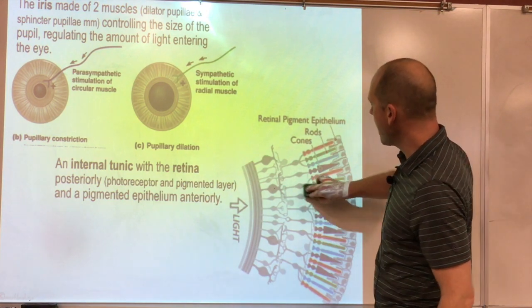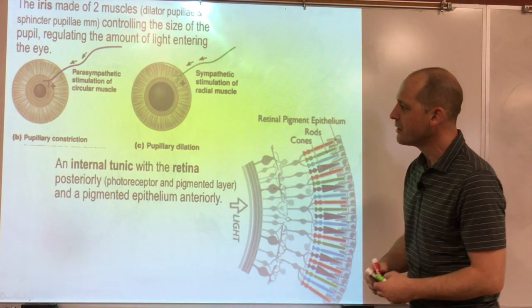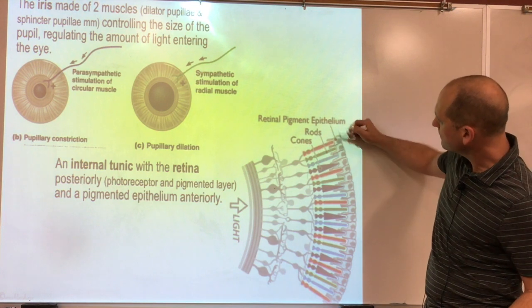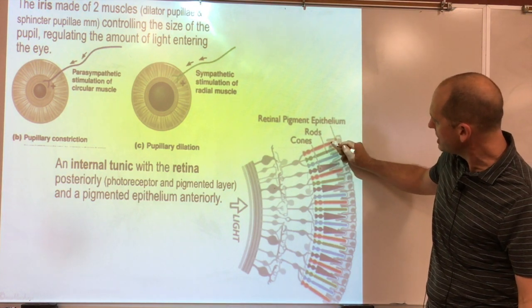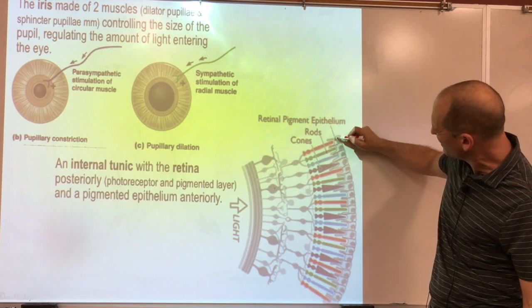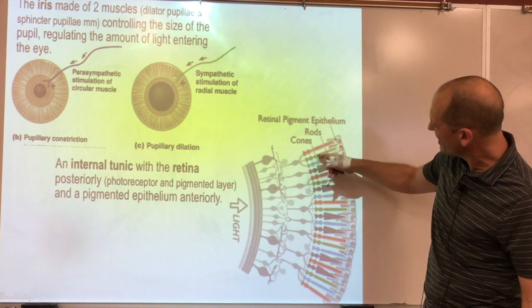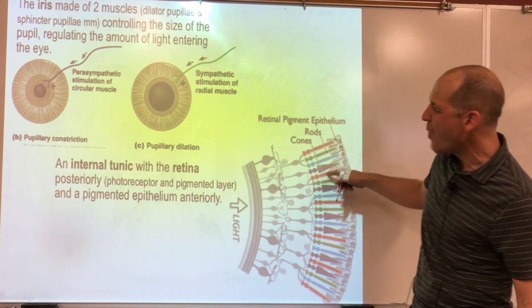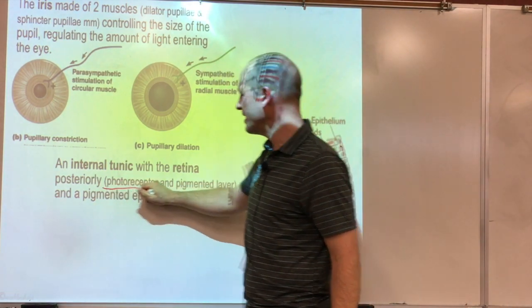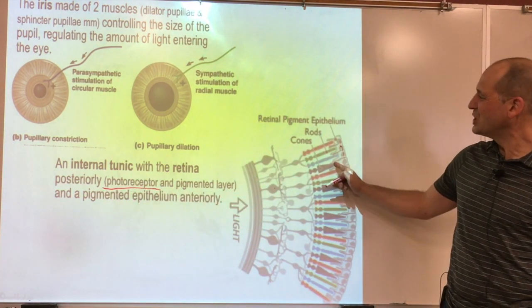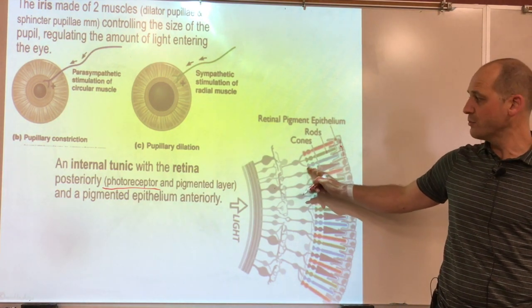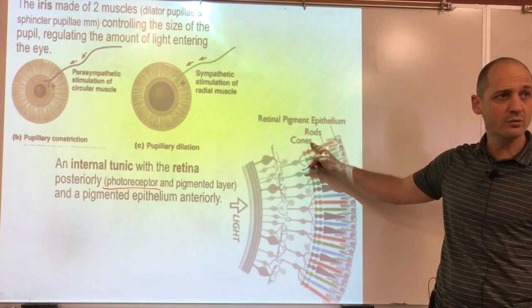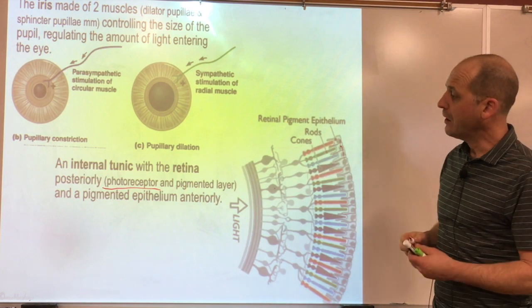And then we have the internal tunic, and then we have the retina in the back. And the retina is a tissue, and then there are these cells here, and these cells are the photoreceptor cells. And so these cells are actually changing light into electrical impulses. That's what they do back here. These are rods and the cones. We're going to talk about that a little more.